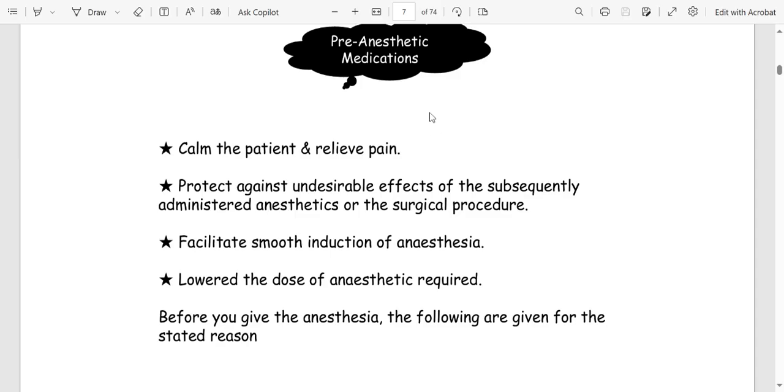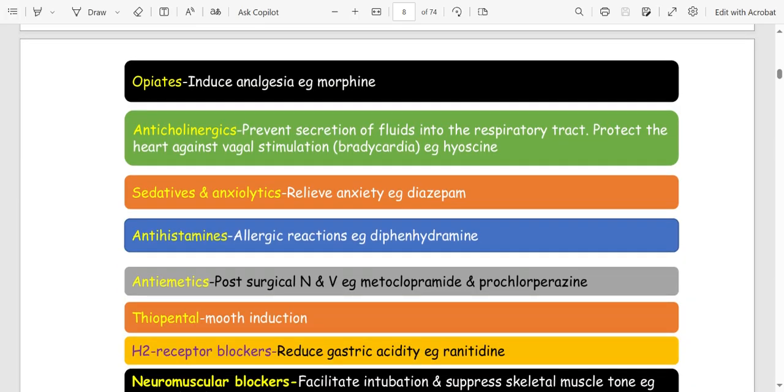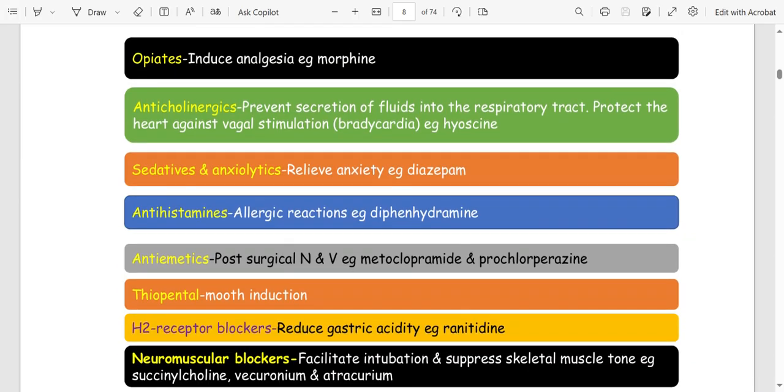For example, as you give general anesthesia, you know that the respiratory muscles are going to be depressed. So you want to prepare someone already to protect them. So you give them artificial ventilation already. You put face masks on them because you know they will not be able to breathe on their own. And then also facilitate smooth induction of anesthesia, and also lower the dose of anesthetic required. Okay. So before you give anesthesia, these other drugs have to be given for the reasons that are mentioned here.